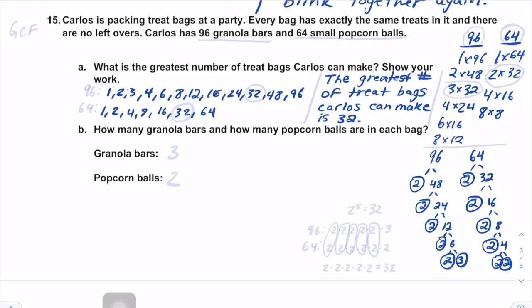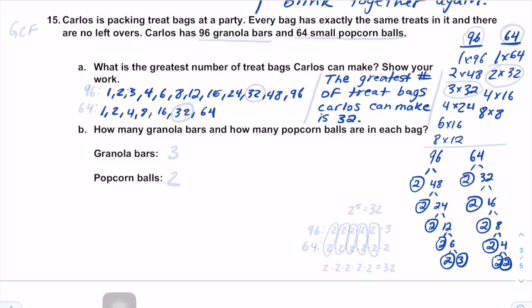Step A, or question A, is asking for the greatest number of treat bags that Carlos can make. And it has us show our work. Now, thinking back to the question, I know that Carlos has 96 granola bars. I know that he has 64 small popcorn balls. So I know that he's not going to go out and buy any more.